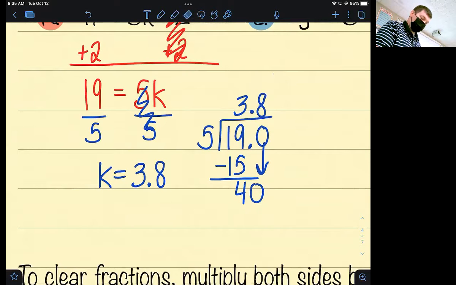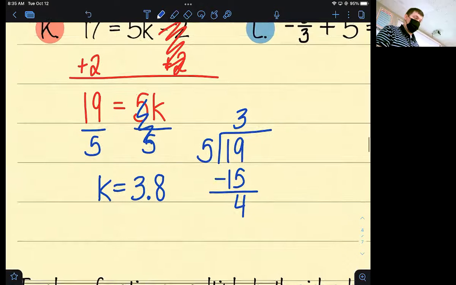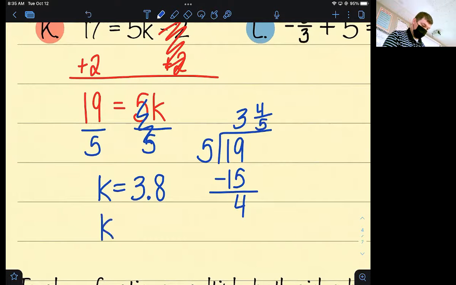Option 2. Because your answer never said it had to be a decimal, once you get 3 and then get that remainder of 4, you could literally take that remainder and put it over your divisor and just say that's going to be 3 4/5. It didn't say that you had to write it as a decimal or a mixed number. You could do whatever you want to do. 4/5 is 0.8.